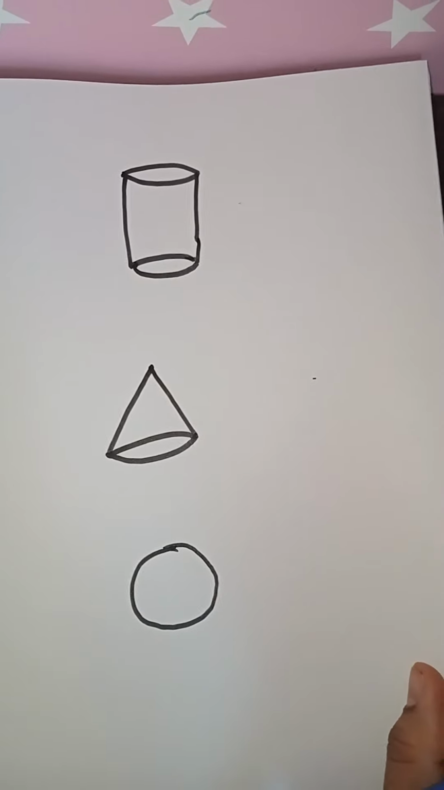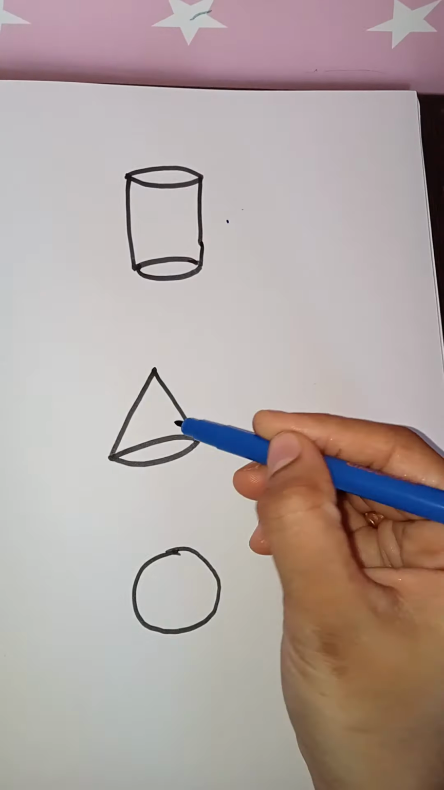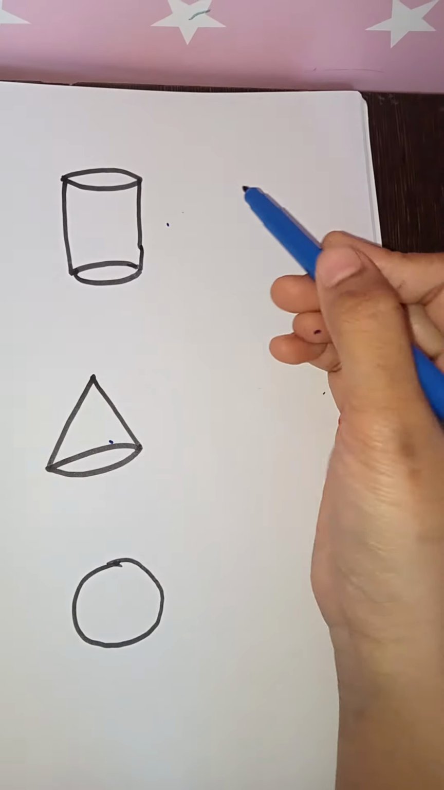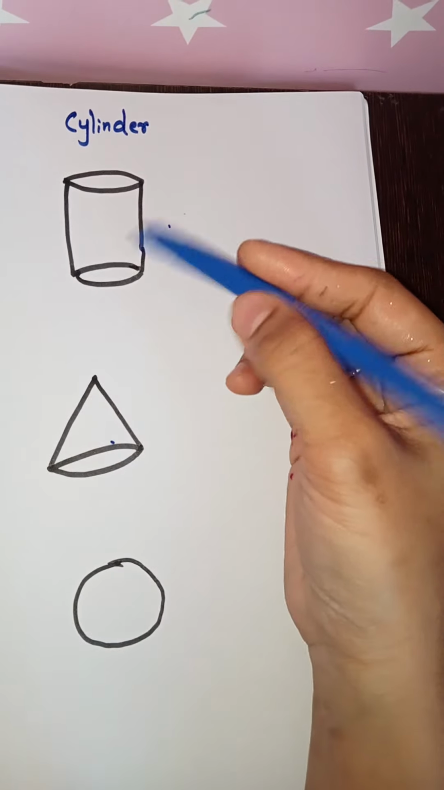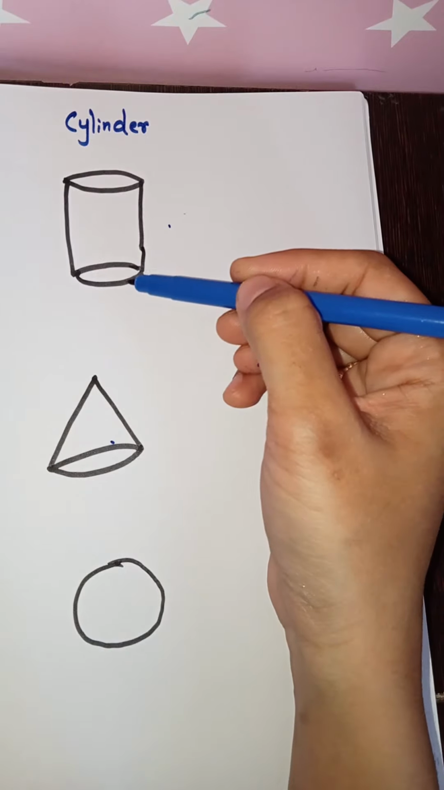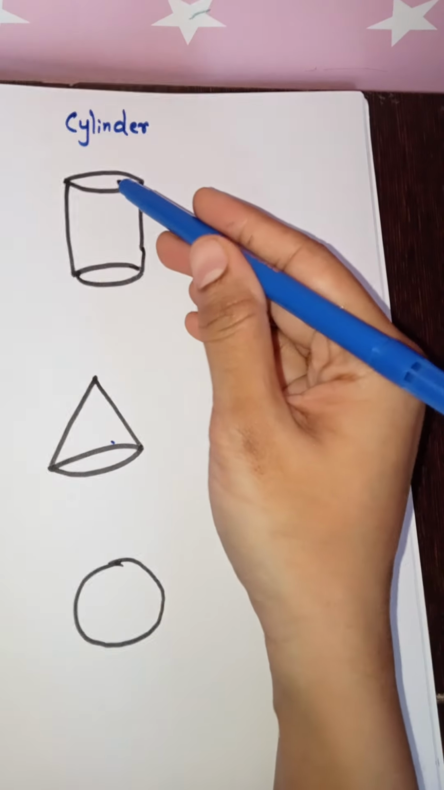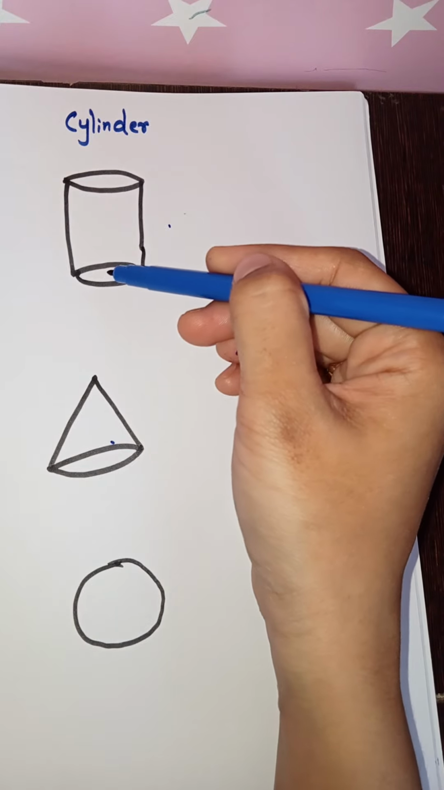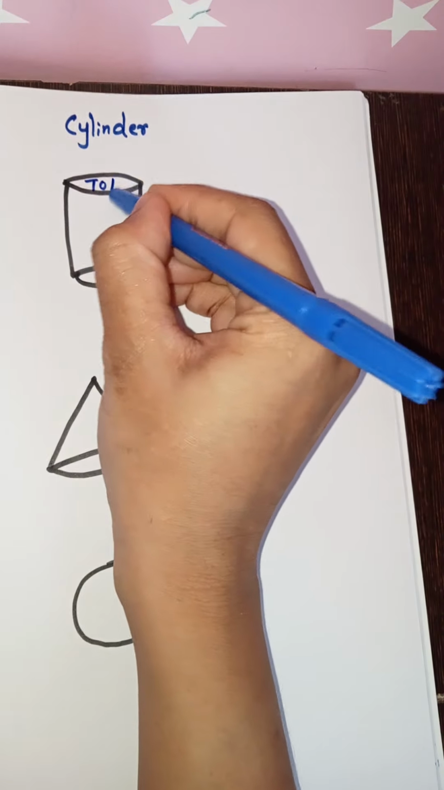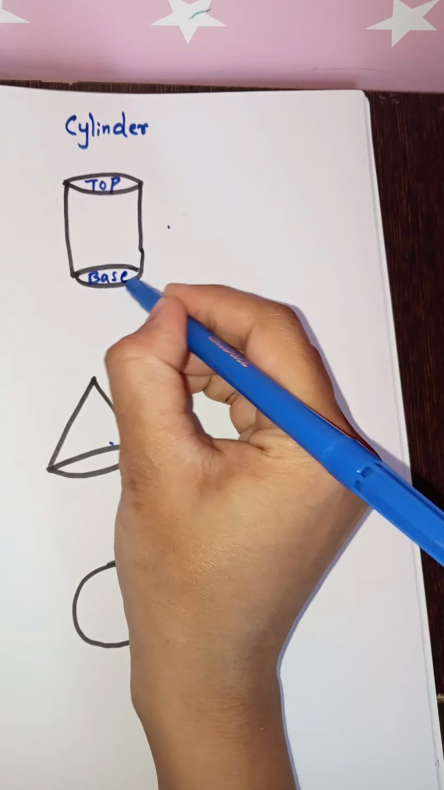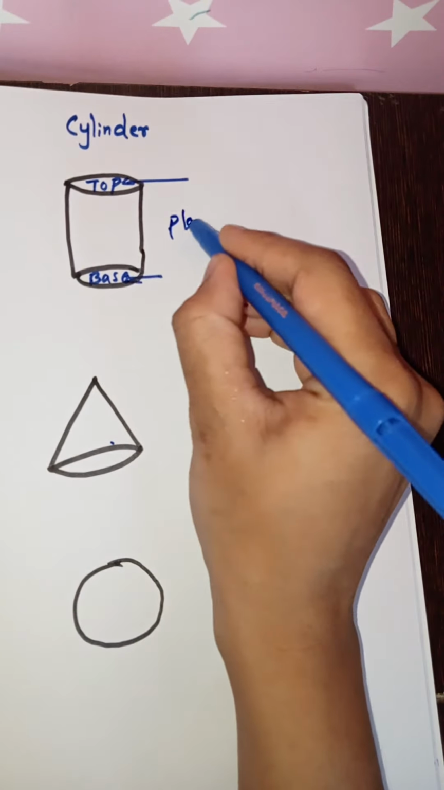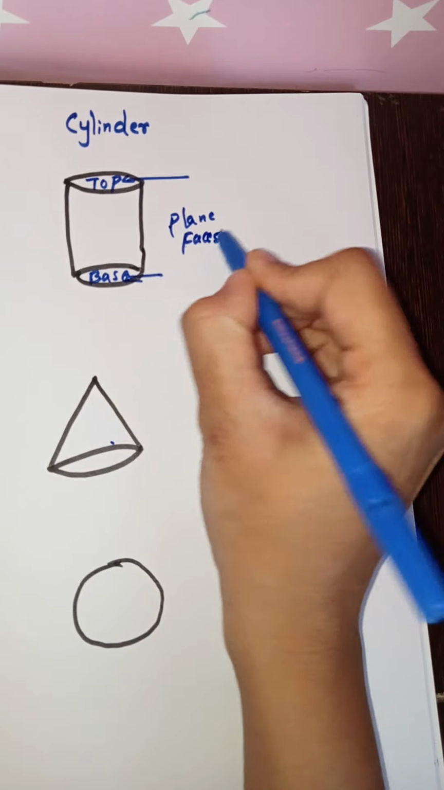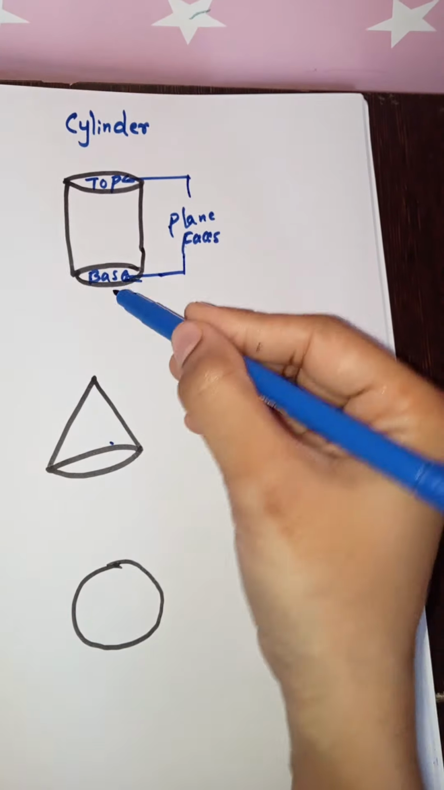Coming to the cylinder, the other 3D shape. So this is a cylinder, this is a cone, and this is a sphere. Coming to the cylinder, how many faces, edges and corners are there? We'll just see. A cylinder has 2 plane surfaces, one at the top and one at the base. This is the top, this is the base. So these two are plane faces.